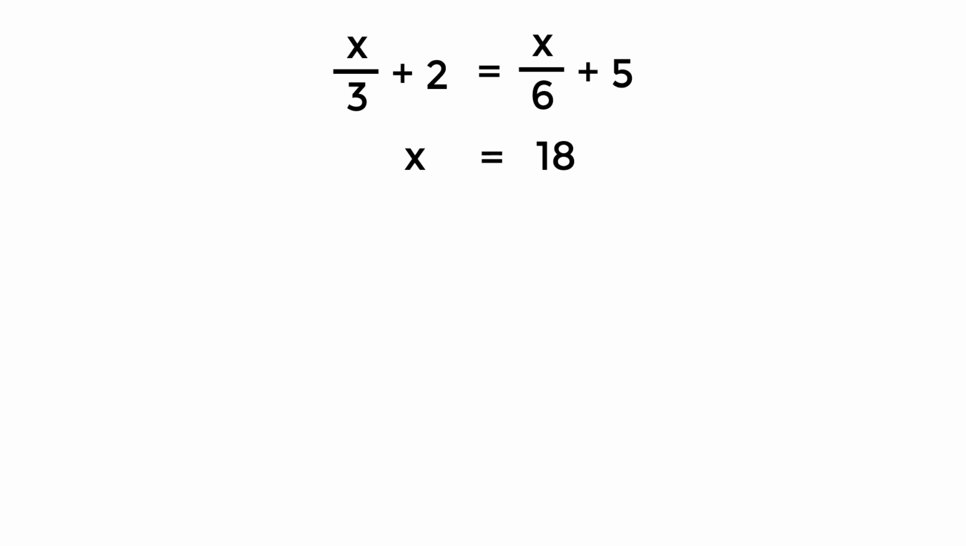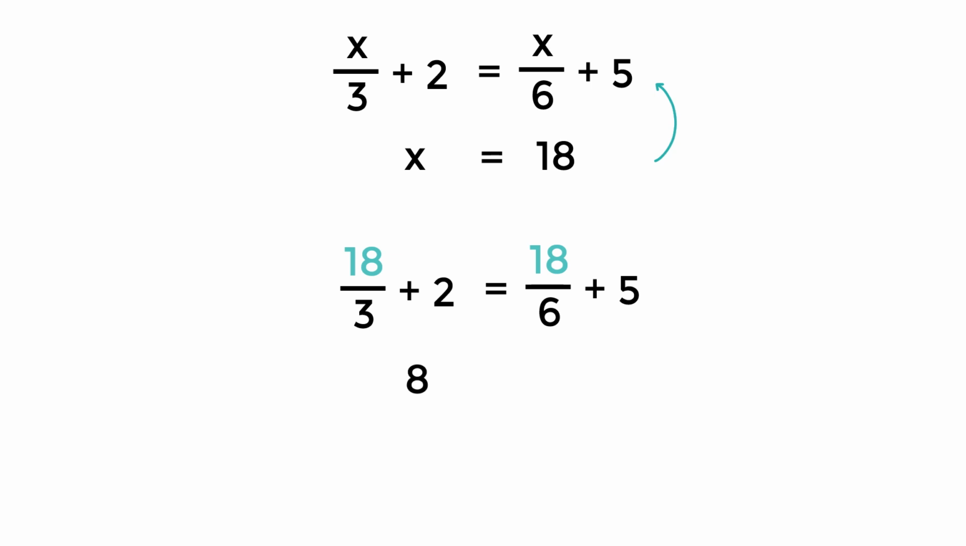We can check our answer by substituting x equals 18 back into the original equation. So we get 18 over 3 plus 2 equals 18 over 6 plus 5. Now simplify both sides. 18 divided by 3 is 6, so the left side becomes 8. 18 divided by 6 is 3, so the right side also becomes 8. Since both sides are equal, the solution is correct.